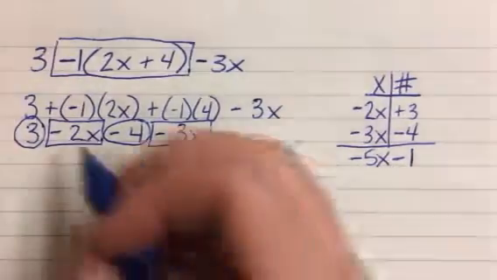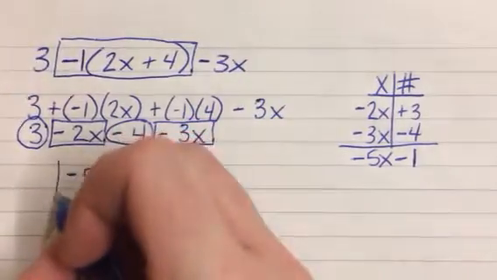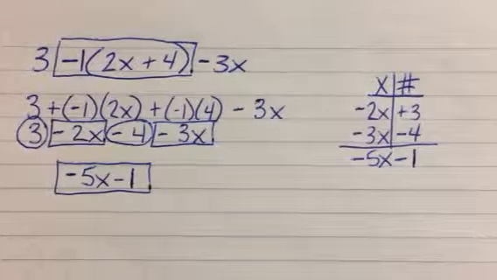And then I'm going to take my answer from my t-chart and put it back under the original. And that's my final answer. Remember, I can't add or subtract an x term and a constant. So that's my final answer.